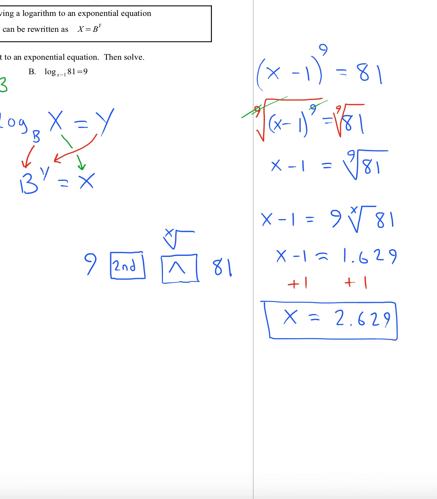As with any solution, we should check it just to be sure that it really is a solution. Is it true that 1.629 to the 9 is 81? Check it on calculator. It does check.